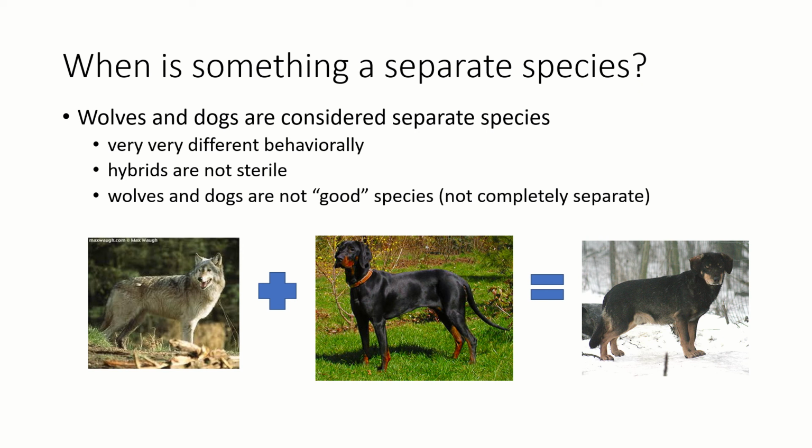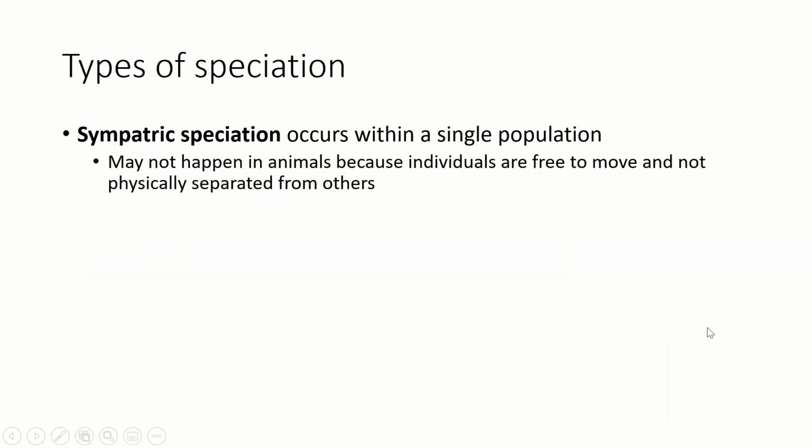So yes, we have our definition, but it's not perfect. Also, wolves and dogs have only been domesticated for, I don't know, tens of thousands of years. Horses and donkeys were separated by millions of years. So evolution is really, really slow. Okay? Except when it's not. Hang on a second. All right.